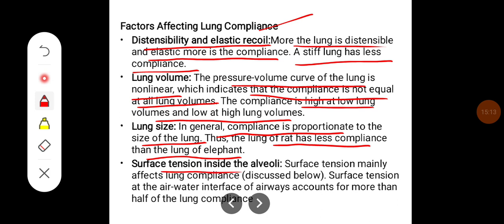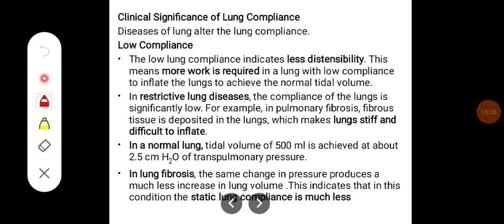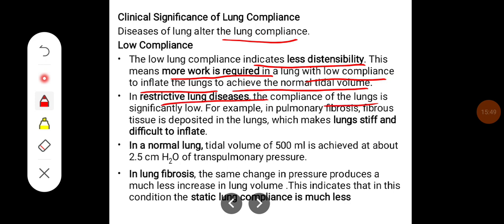Surface tension in the alveoli. Surface tension mainly affects the lung compliance. Surface tension at the air-water interface of the airways accounts for more than half the lung compliance. Clinical significance of lung compliance. The diseases that alter the lung compliance. Low compliance. The low compliance indicates less distensibility. So this means more work is required in a lung with low compliance to inflate the lungs to achieve the normal tidal volume. In restrictive lung diseases, the compliance of the lung is significantly low.